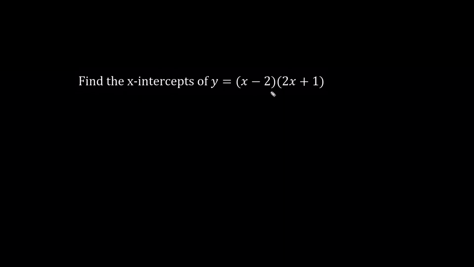Let's now find the x-intercepts of this parabola. We know that if we expand this out, we get 2x squared, etc. So it's definitely a parabola, and it's a happy face. But the question is, where are the x-intercepts? Where does the parabola cross the x-axis? And the answer is at y equals 0.